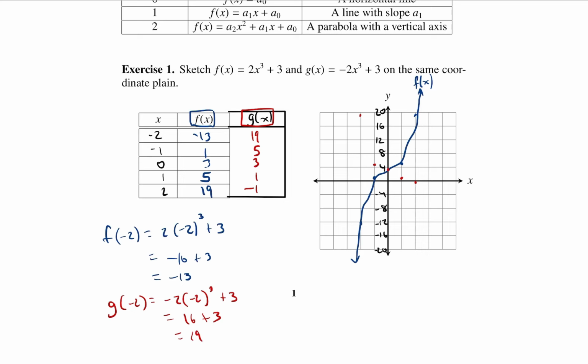All right, I think I messed up on one of these. Let me try that again. Negative 2, 19, negative 1, 5, 0, 3, 1, 1, and 2, negative 1. All right. So there we have it. And now we can move on to the next problem.